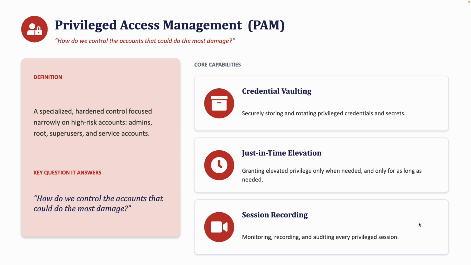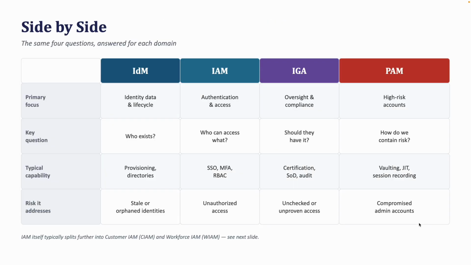And you also make sure the user or the AI agent or whatnot gets off from that elevated status, and if not, you do alerting and things like that. So privilege access management systems address that space. So side by side, if you look at all of this, the primary focus of IDM is identity data and lifecycle. IAM is authentication, authorization, and access management. IGA does oversight and compliance, and PAM does high risk accounts, and you vet those accounts.